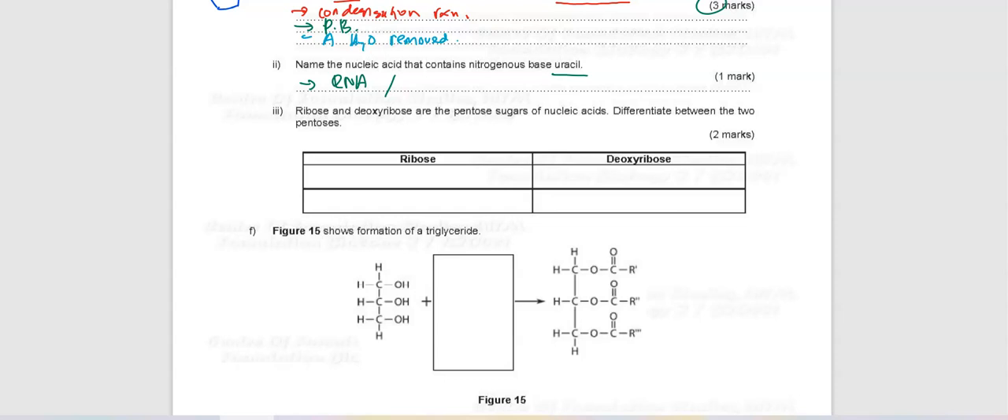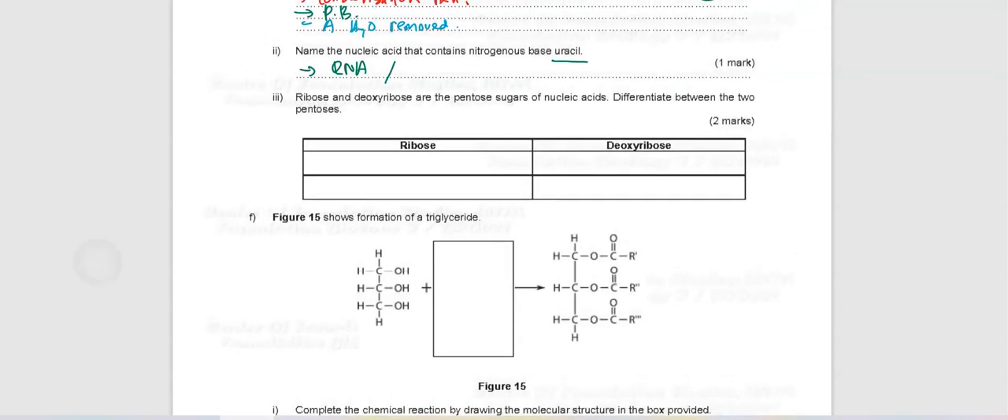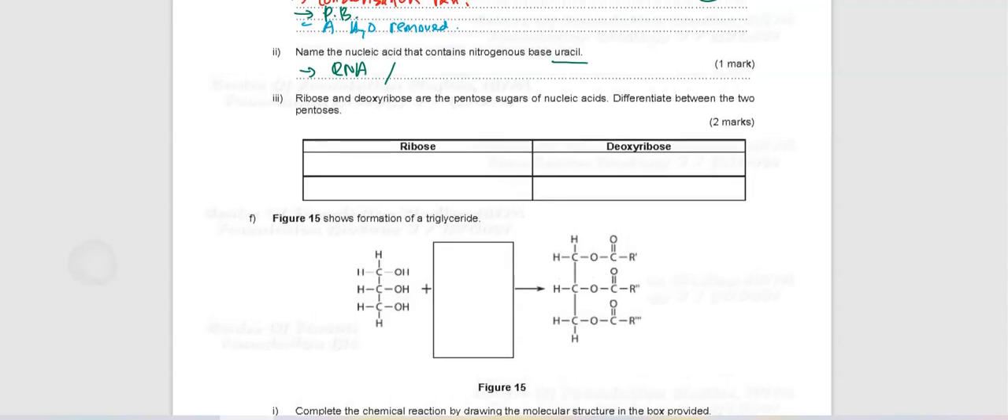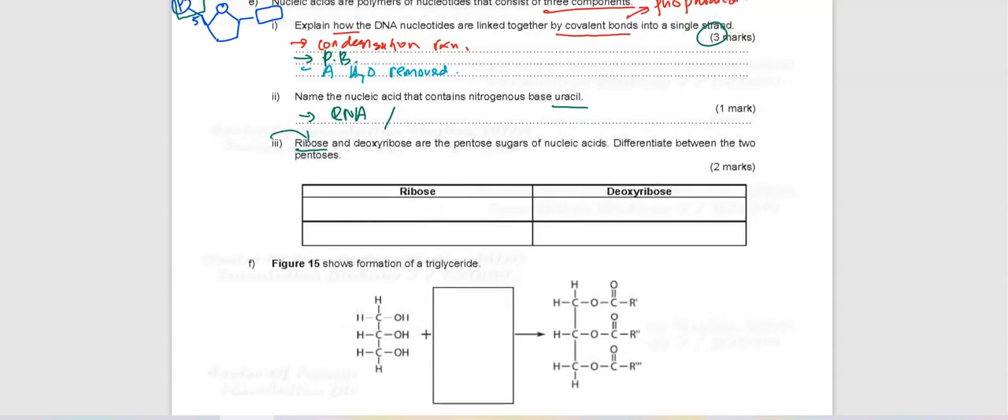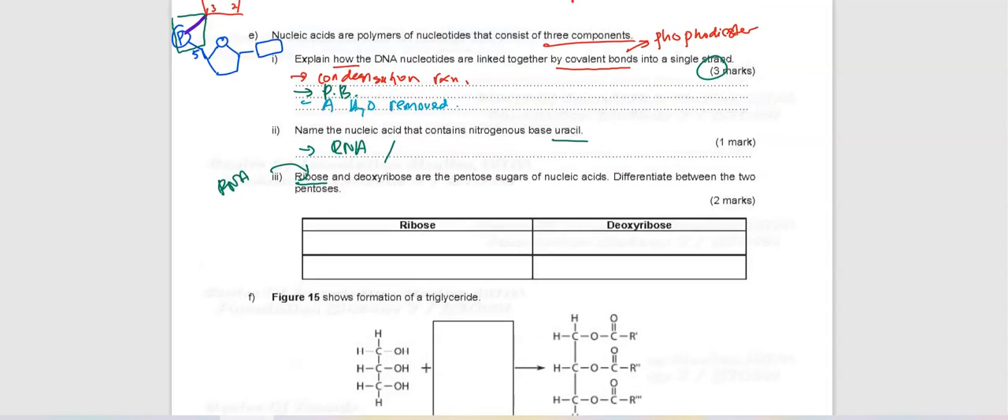Number 3, ribose and deoxyribose are the pentose sugars of nucleic acid. Differentiate between the two pentoses. Ribose is the 5-carbon sugar that is found in RNA. So the 5-carbon sugar here is ribose for RNA. But for DNA, the 5-carbon sugar will be deoxyribose.